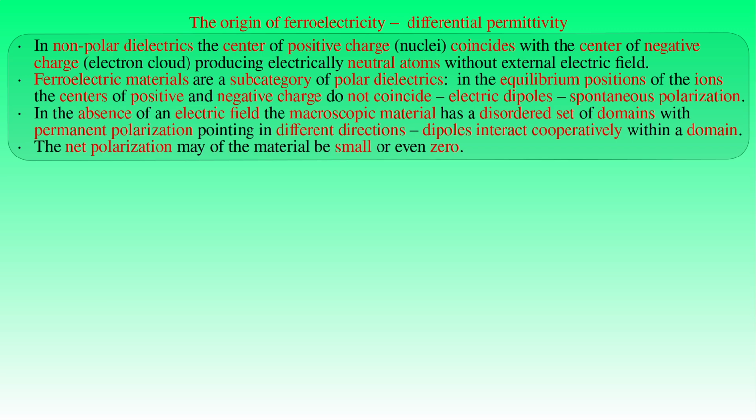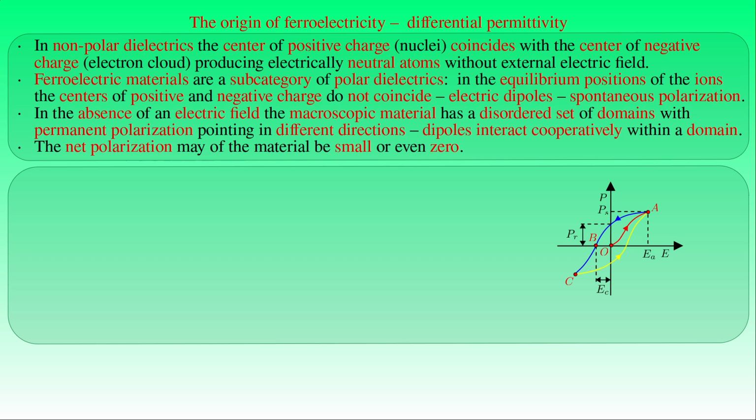The electric dipoles act cooperatively within a ferroelectric domain, whereas the orientation of each dipole is aligned individually by the external field in common polar dielectrics. We can illustrate the situation of the disordered set of domains at the point O in the polarization versus electric field strength diagram if we depict some of the domains in the ferroelectric material. We draw a red isosceles triangle inside each domain with its vertex pointing in the direction of the collective orientation of the dipoles inside the given domain.